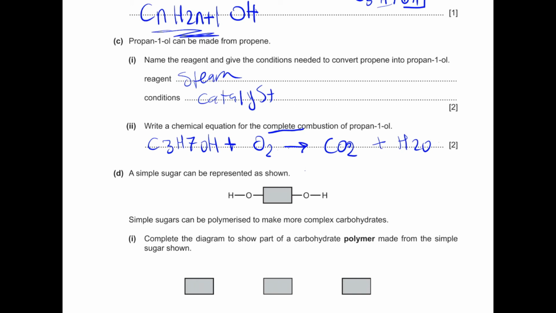So we have 3 carbons here, we're going to multiply this by 3. We have 7 plus 1 hydrogens, that's 8. So we're going to add 4 here. That makes 4 multiplied by 2, which is 8. So we have 8 hydrogens here, 8 hydrogens there, 3 carbons here, 3 carbons there. That's perfect for both carbon and hydrogen.